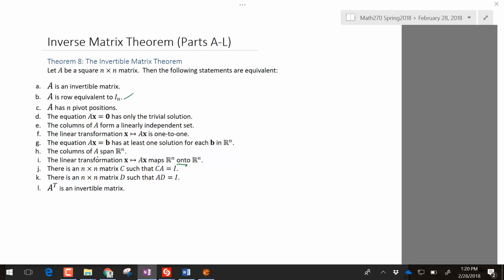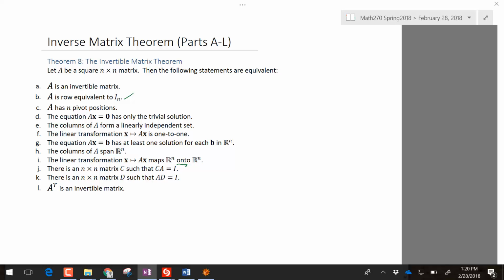And then J and K are saying that C and D are just another name for inverses, which means you can multiply to the left or multiply to the right. That just kind of follows. And then the last one, it turns out that the transpose is also invertible.